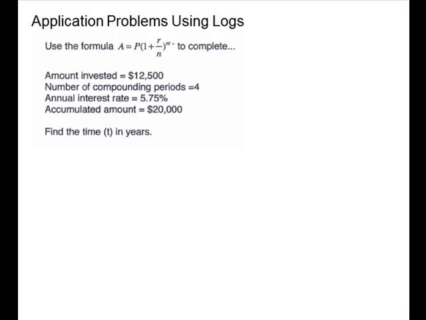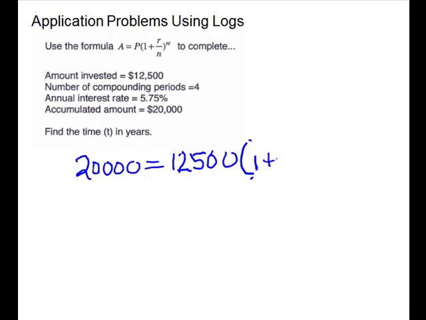Right, so first we're just going to plug in, and our accumulated amount is $20,000 equals our principal, $12,500. You need parentheses here. 1 plus our rate, 5.75. Remember, take your decimal 2 places to the left. So 0.0575 over N, the compounding intervals. So this is 4. That means it compounds quarterly.